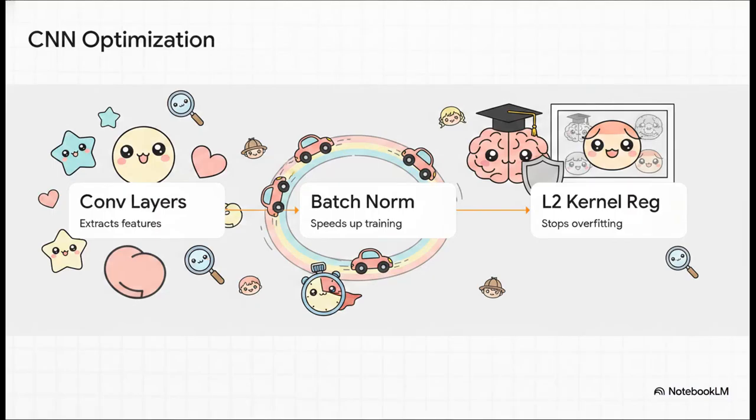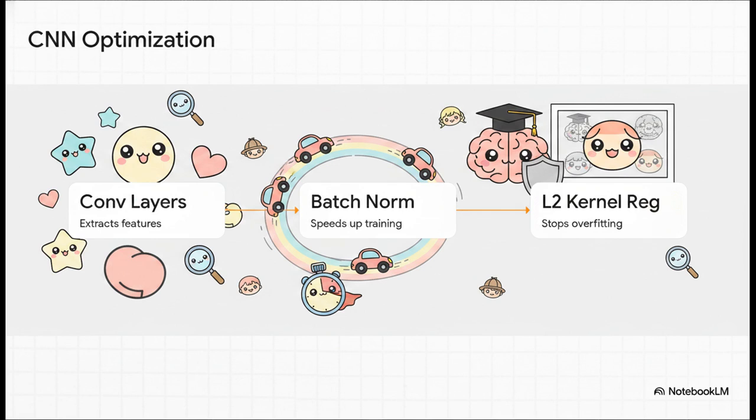Section 4, Optimizing the CNN model, or breaking down the black box. To actually make this work in the wild, researchers use 3 key optimization steps. First, we have those convolutional layers extracting the features. Second, they add batch normalization. Because look, in a missing child case, investigators do not have weeks to wait for a model to train, right? They need rapid, efficient identification. Batch normalization drastically speeds up that training process.